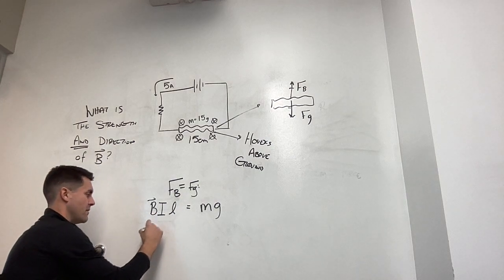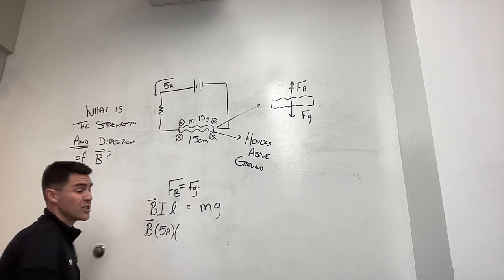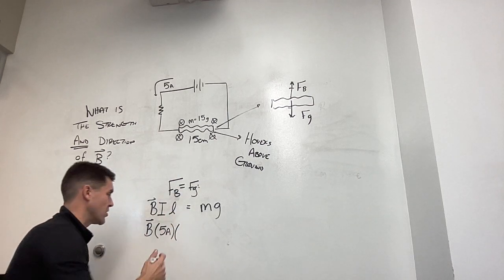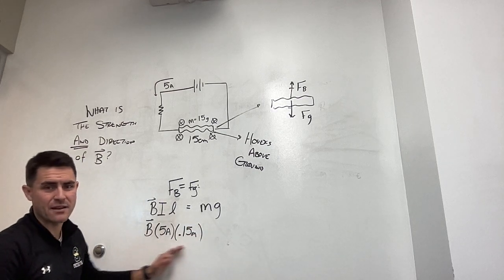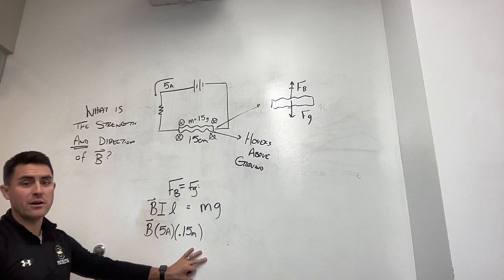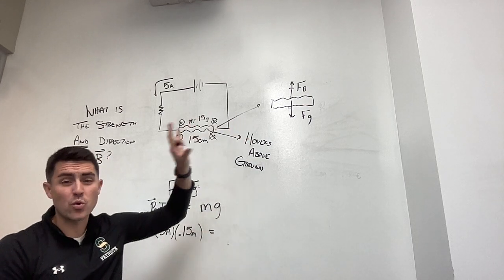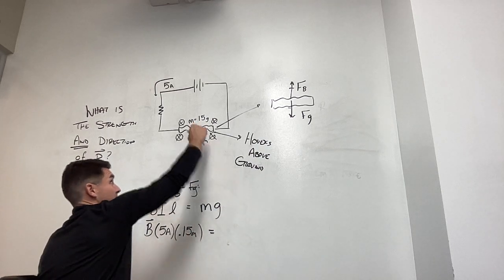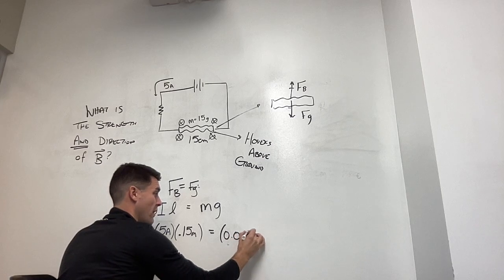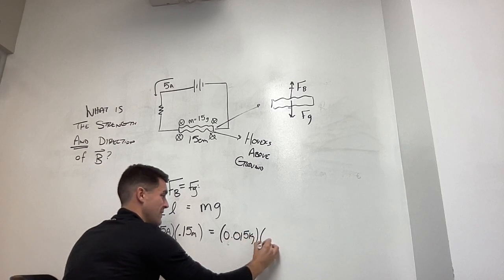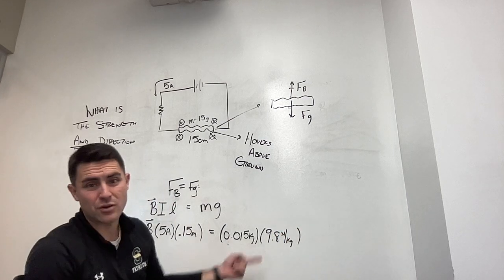I'm trying to find the value of the B field. The current I know is 5 amps, and the length of the wire is 15 centimeters, but that's not my base unit. I need to convert to base, so I need 0.15 meters. This is the magnetic force, or the electromagnetic force felt by that material. If it is balanced out by my gravity or the weight of that material, that means I need to take 15 grams and convert it into kilograms. 0.015 kilograms is the base unit, times 9.8 newtons per kilogram, because I'm trying to find force.